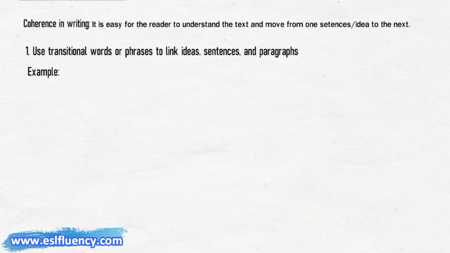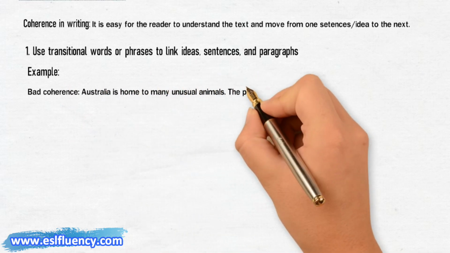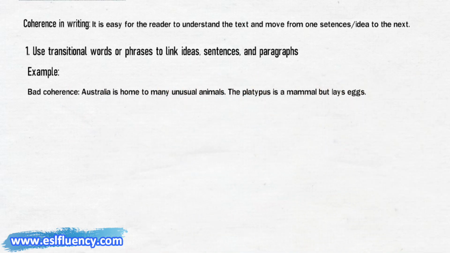Take a look at this example with bad coherence. Australia is home to many unusual animals. The platypus is a mammal but lays eggs. In this example, the reader may think that the second sentence is a new idea, but it is strange jumping so fast from one idea to the next. So he or she hesitates to think about what is going on. That hesitation is a sign of poor coherence. Now, pause the video and try to improve it before I give you the answer.